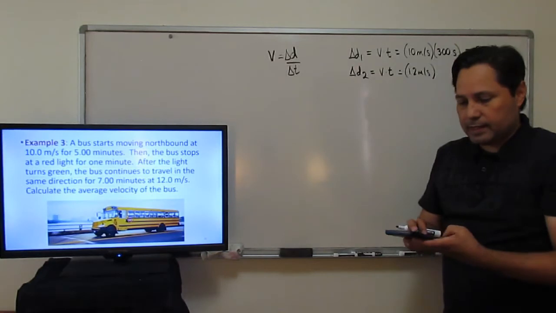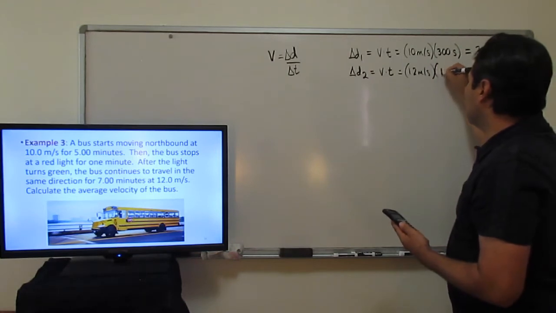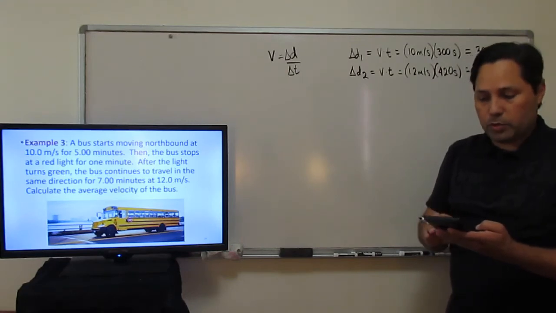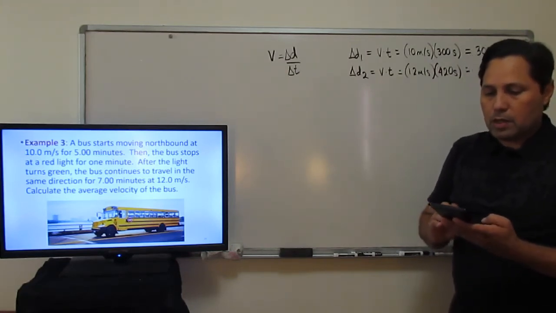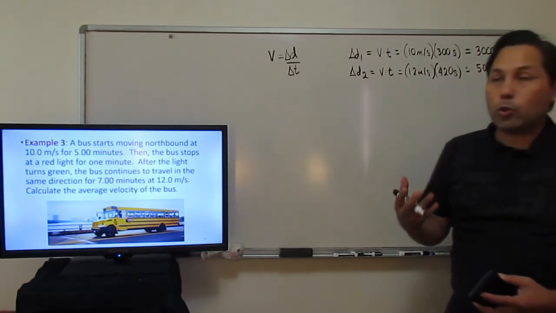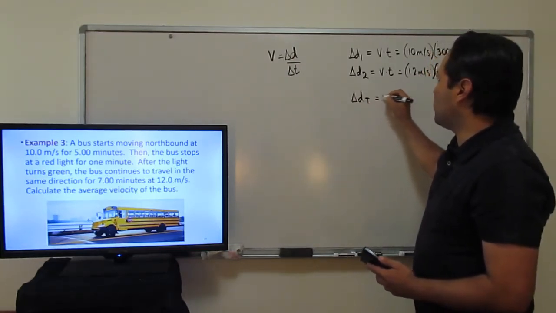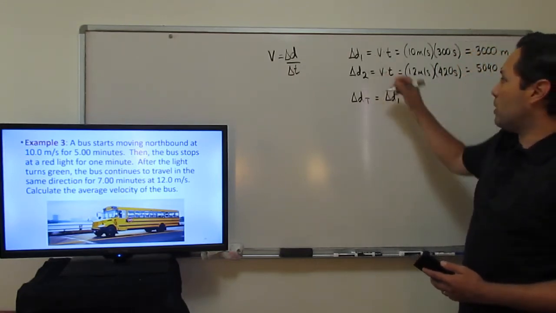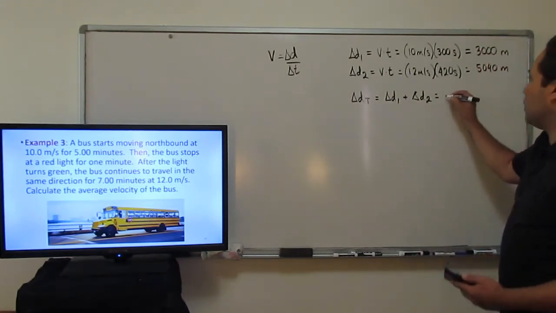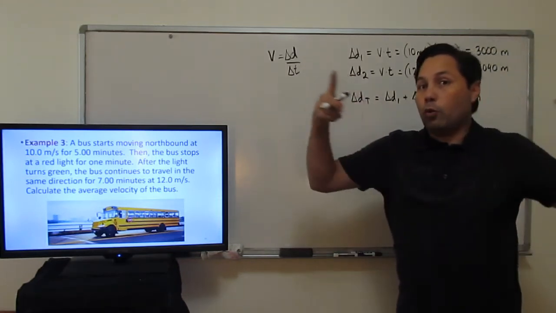I'm going to multiply 60 seconds times 7 minutes, and that gives you 420 seconds. You multiply 12 times 420, which gives you 5,040 meters. So what is the grand total for the displacement? The total displacement is the displacement when it was moving the first time plus the displacement when it was moving the second time. Adding both of these together gives 8,040 meters. Now we have the displacement for the whole trip.